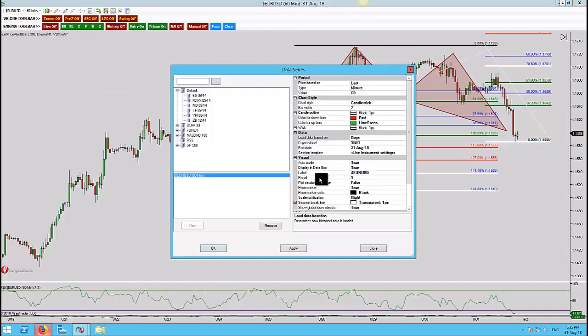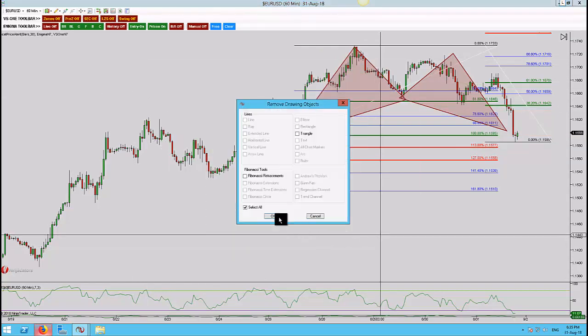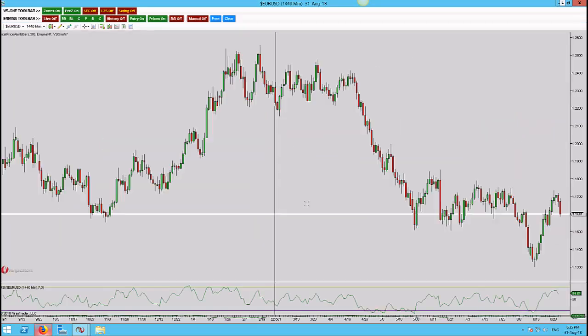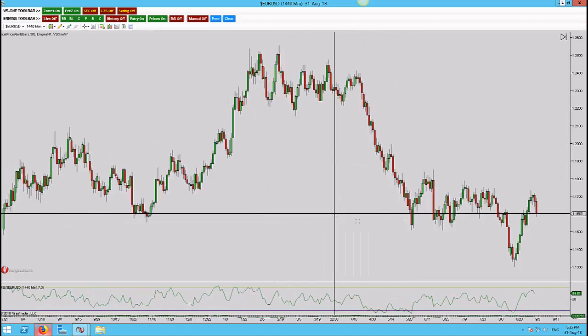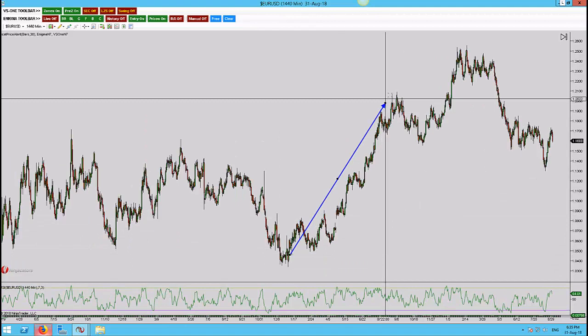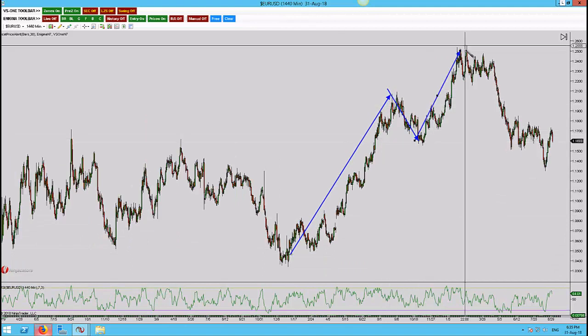and just remove everything from the chart, and we'll start from the dailies and just work our way down and get an idea of what price has been doing. Now we actually have a little bit of a, well, we could have a head and shoulders setting up here, to be honest with you.